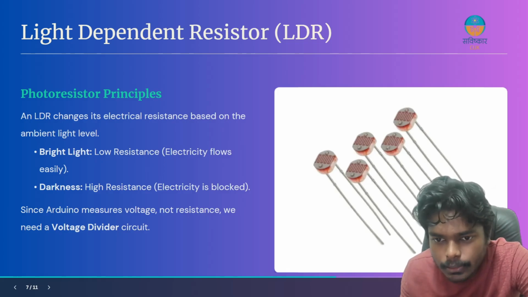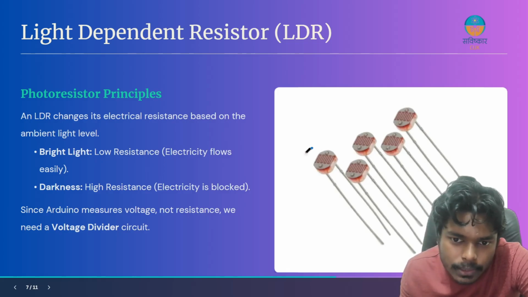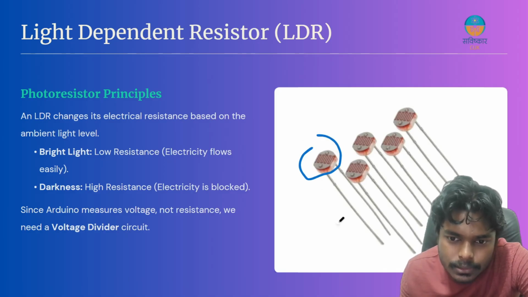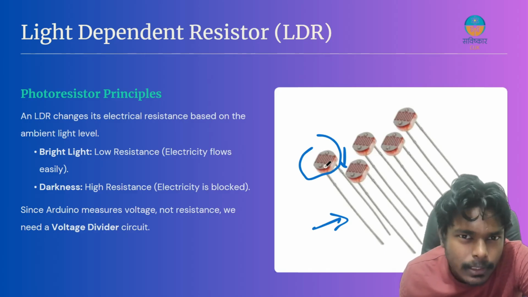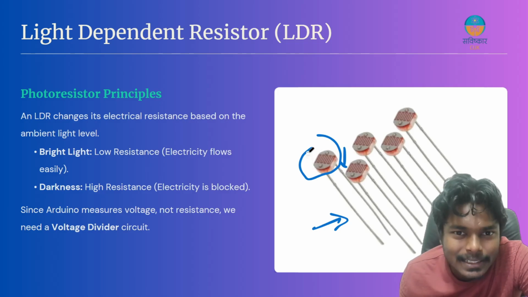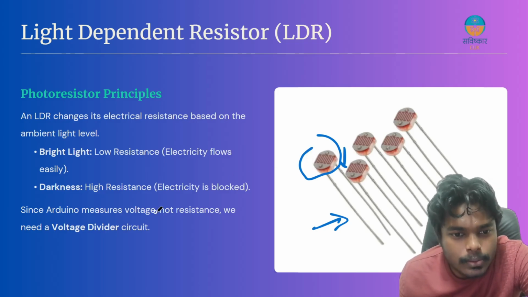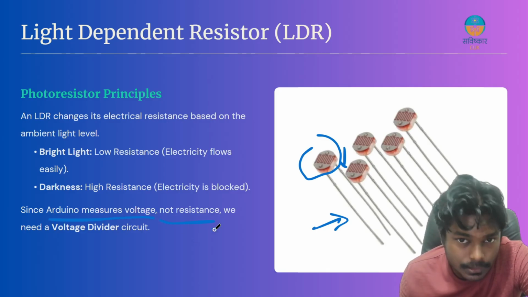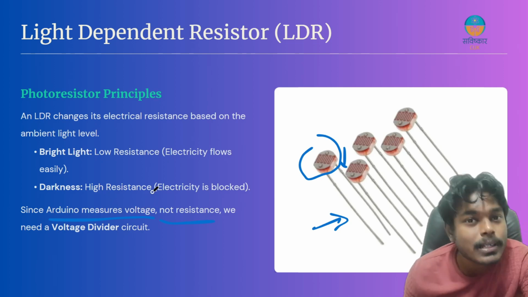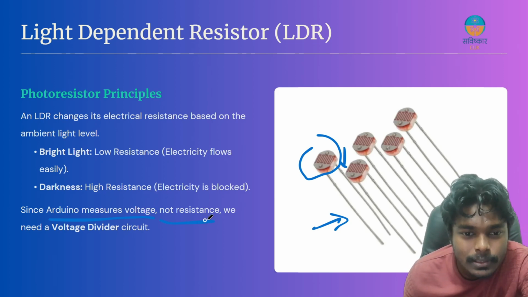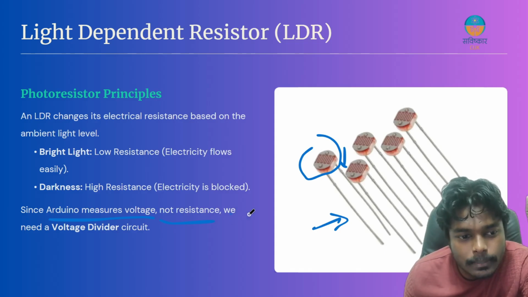And this is how the LDR looks, right? As you can see, it has two terminals, right? And it has nothing to do with positive or negative. You can use either of them, okay? So the resistances are in series in nature. The thing is, the Arduino can measure voltage, not resistance. Okay, so it is a very important thing to note that Arduino can only measure the voltage. It cannot measure the resistance. So we need a voltage divider circuit.